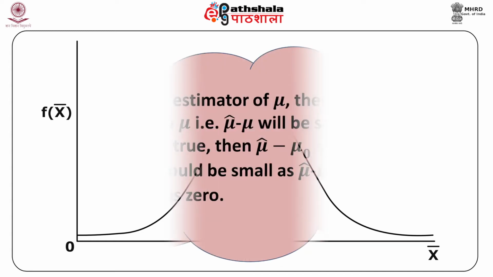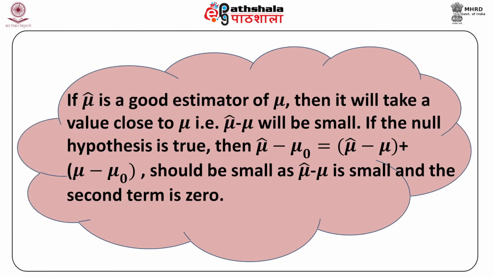Now if mu hat is a good estimator of mu, the population parameter, then it will take a value close to mu. That basically means that mu hat minus mu will be small. So if the null hypothesis is true, then mu hat minus mu 0 is equal to mu hat minus mu plus mu minus mu 0. This should be small, as mu hat minus mu is small, and the second term, mu minus mu 0, is 0.